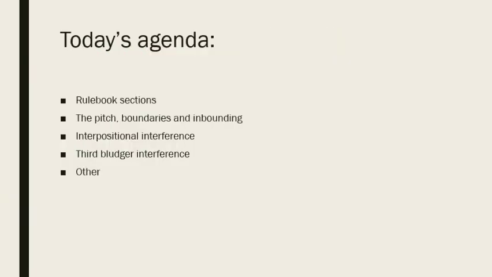So we're going to cover the main changes today. So these are the rulebook itself, the pitch and boundaries and inbounding, interpositional interference and interpositional ball interference very quickly, third bludger interference, and then a bunch of other random things throughout the rest of the rulebook.